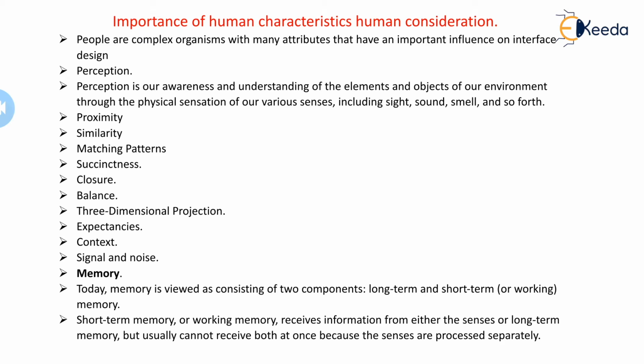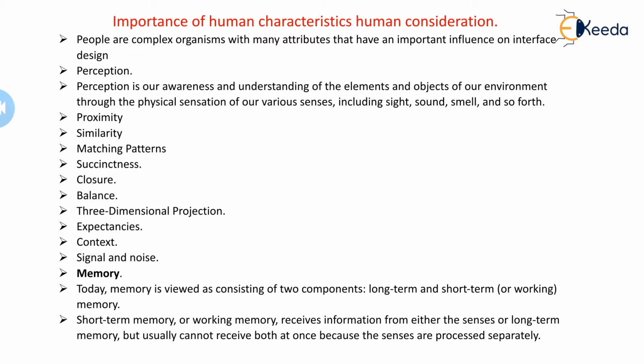So the most important things are perception, memory, visual acuity, foveal and peripheral vision, sensory storage, information processing, learning skill and individual differences. So these are the most important aspects of characteristics in your design. So let us look at perception. Perception is our awareness and understanding of the elements and objects in our environment through physical ways. Through physical ways, you can feel it, you can see it, you can touch it. So this is perception.